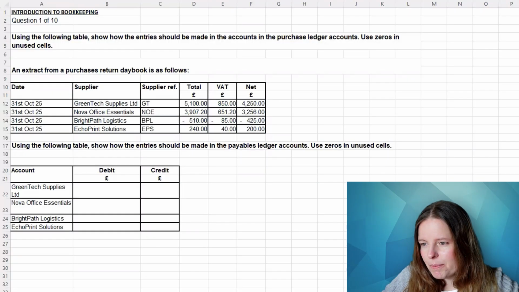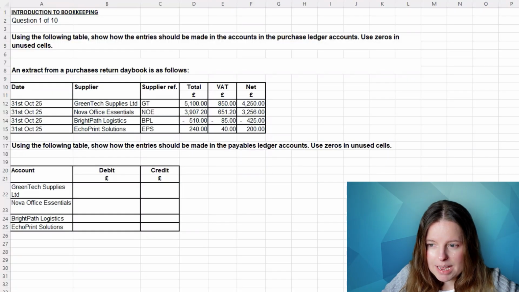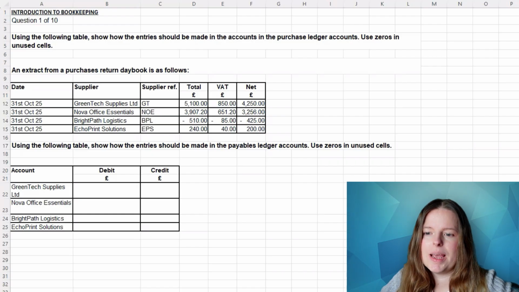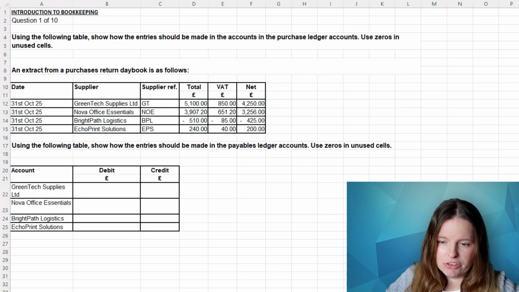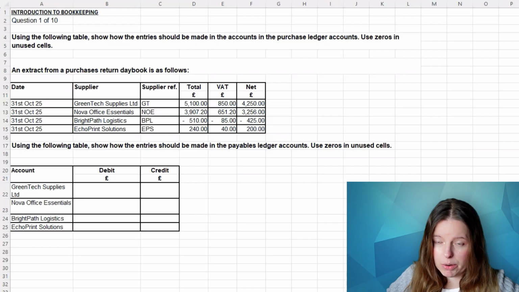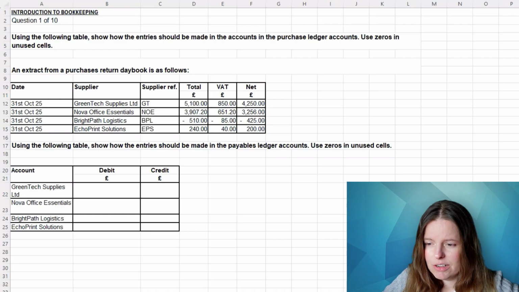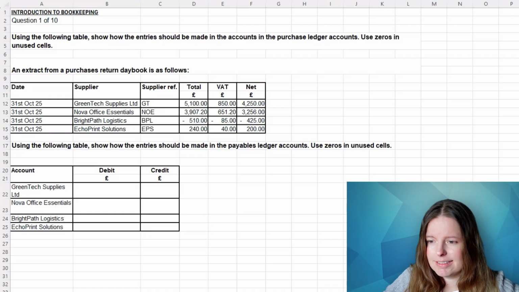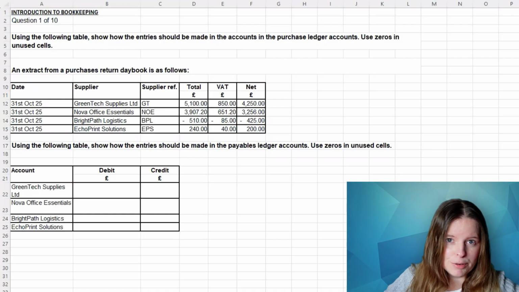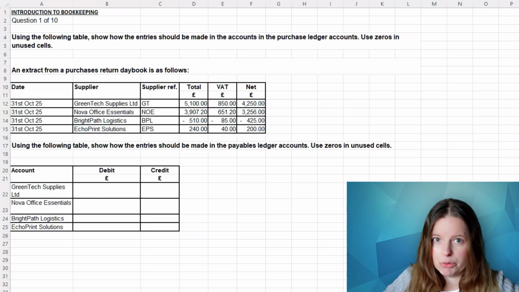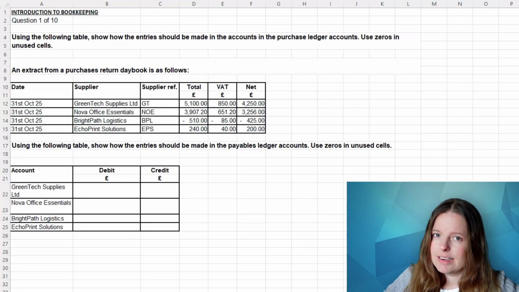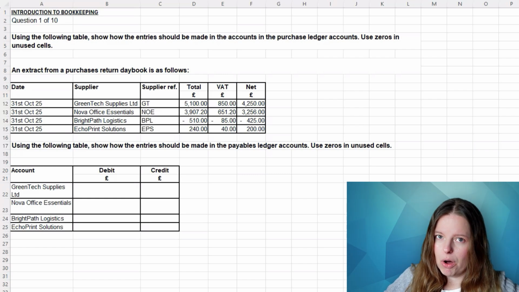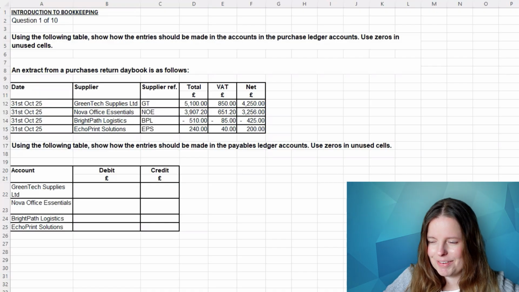So here on the screen, we've been told, using the following table, show how the entries should be made in the purchase ledger accounts, and use 0 in unused cells. That's really important, because in the exam, if you don't put zeros in unused cells, then you're going to be marked down. So we don't want that. But read the question carefully. So RTFQ: read the question twice, answer once. Best advice I can give you.